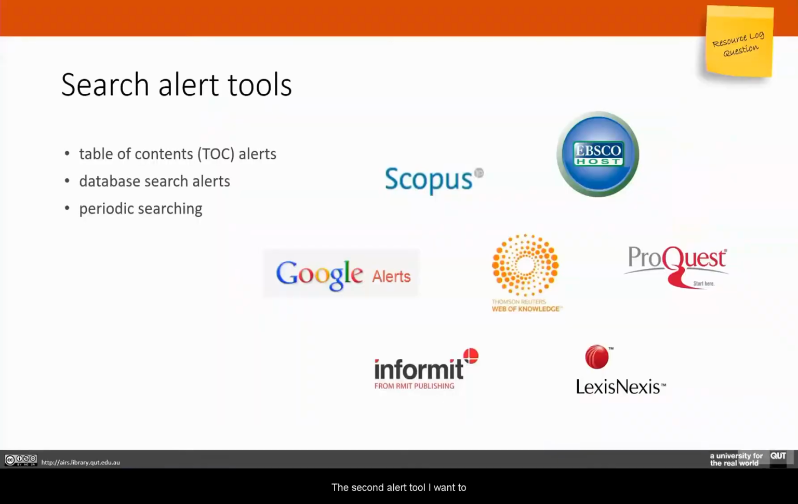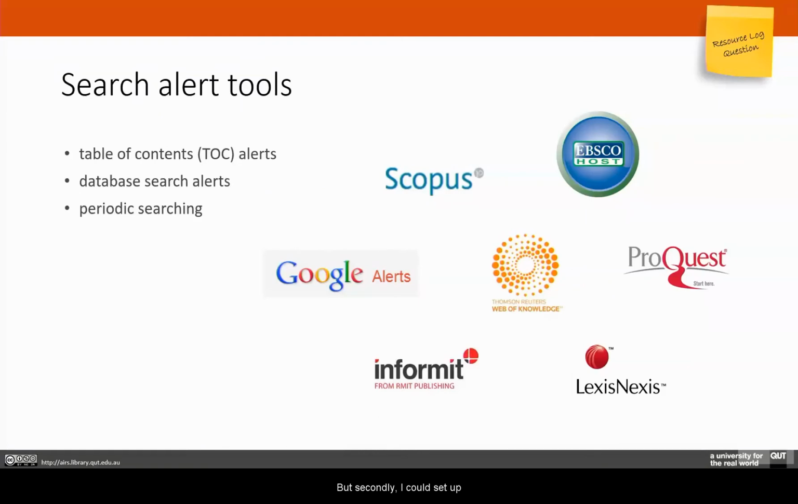The second alert tool I want to overview is the database search alerts. These are good for keeping up to date on a topic from a range of sources, and I really like to use this because often I think I've created a really great search in, say, Scopus or EBSCO or one of those databases, and I want to save it to the server within the database. That's number one, because I can go back in there and edit that and resend. I don't have to type everything out again.